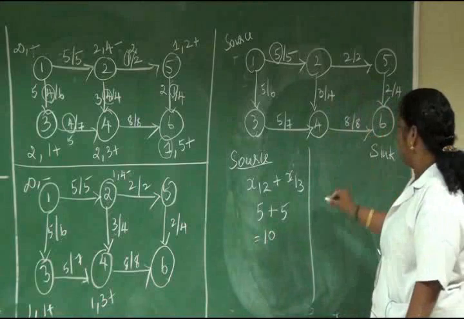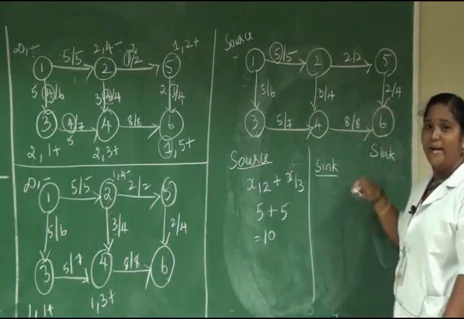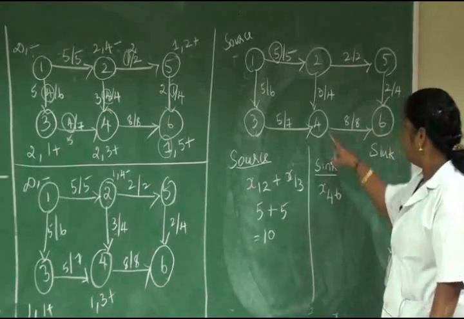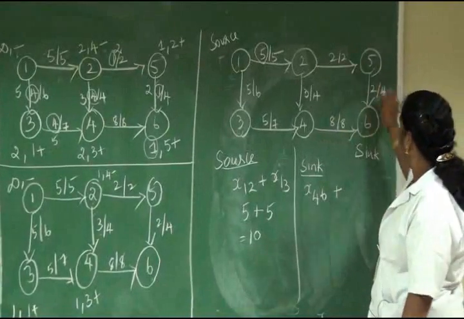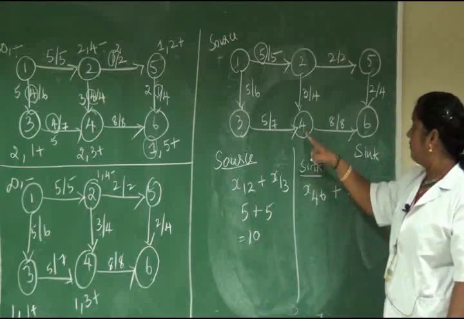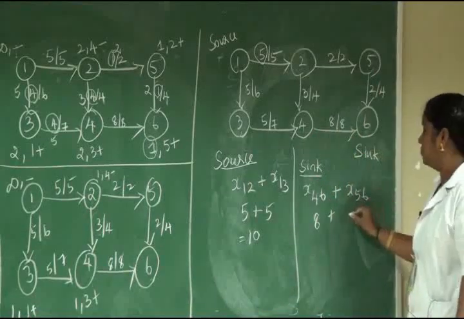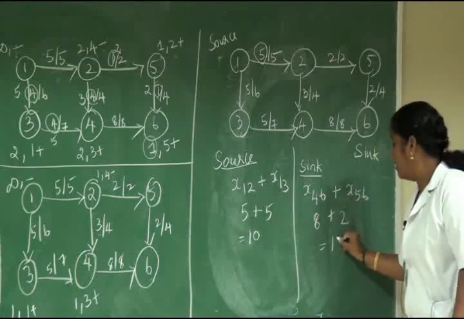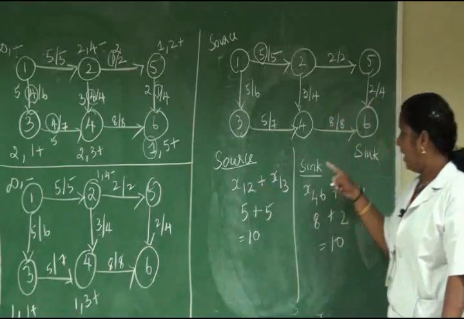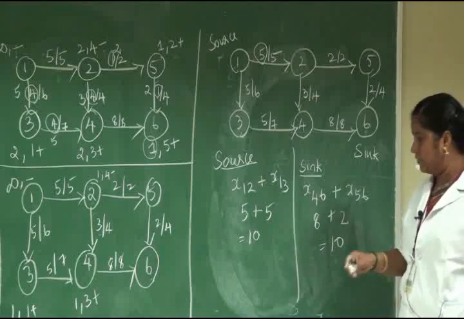And consider the sink vertex. In sink you are having two incoming edges. So they have to be written as x46 from 4 to 6, and then from 5 to 6 you have x56. So x46 is 8 and x56 is 2, so you have to write 8 plus 2, which is equal to 10. So from source you are sending 10 units of material, and at the sink you are receiving the same 10 units of material. So your condition is satisfied.